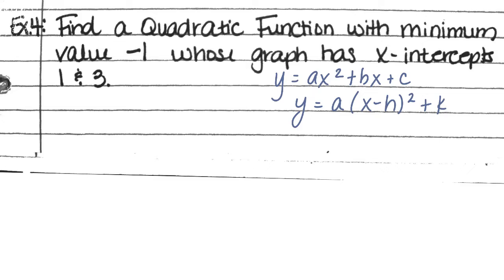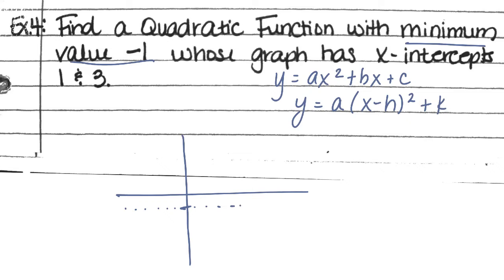So they're telling us a few things. The first thing is we know there's a minimum value of -1. So when I graph this, I know at -1, somewhere on this line, is going to be the smallest value. So that's already telling me that it's going to be a positive a. So we do know that.